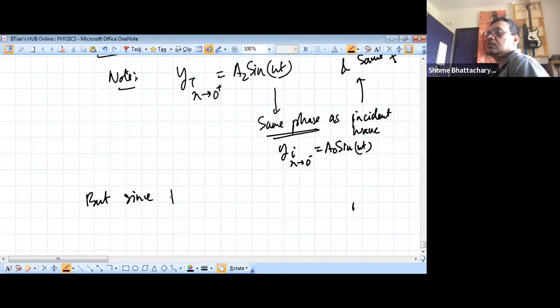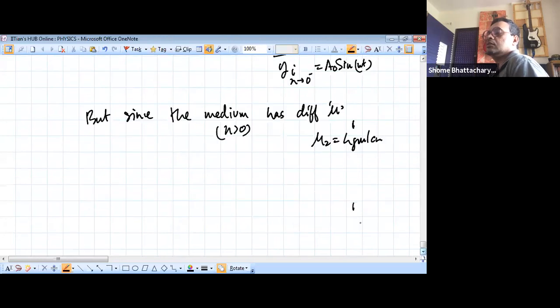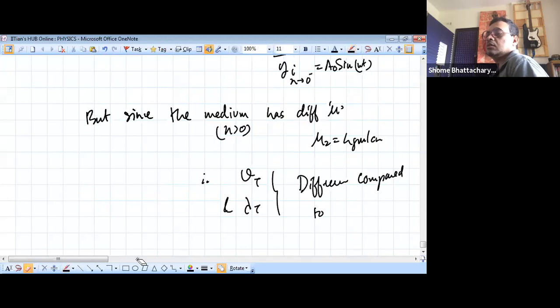But since the medium x greater than 0 has a different mu, mu2 equal to 4 gram per centimeter. Therefore, both the speed of propagation and the lambda are different compared to the incident and reflected waves.